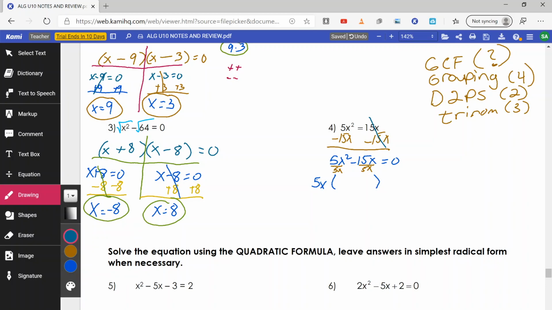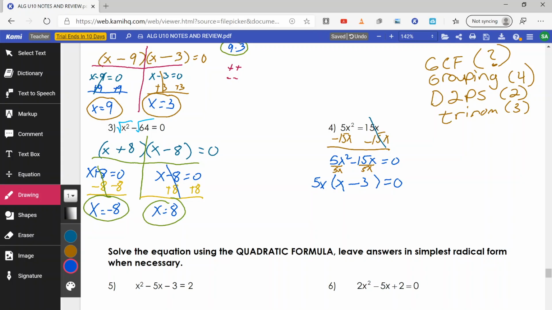So 5 divided by 5 is just 1. X squared divided by x gives me x. So inside we have an x. We're subtracting. 15 divided by 5 is 3. And then x divided by x is just 1, so we don't need it. So when we divide off a common factor, we end up with 5x times x minus 3 equals 0.